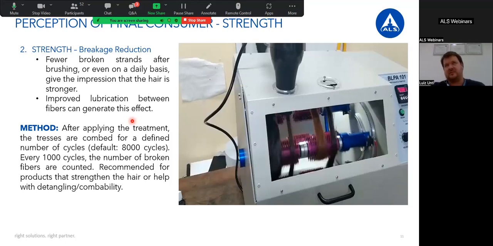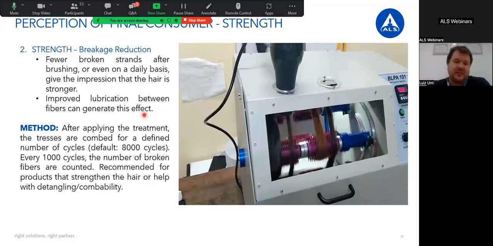But the difference here is that we are not analyzing only the hair strength, because this combing of hair fibers is affected by two different things. The first one is indeed the strength. So if we have a stronger hair fiber, we definitely will have a lower number of broken pieces of hair. But if we also improve the lubrication between fibers, we can also generate this effect.